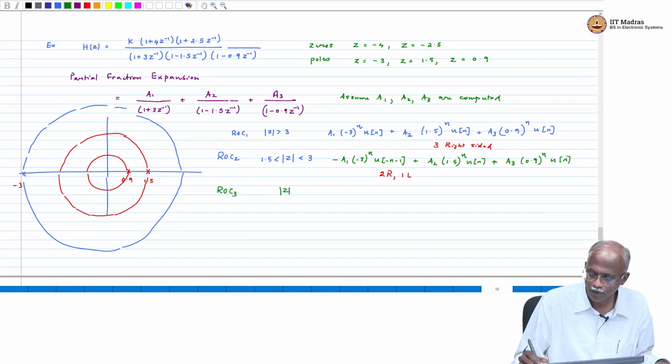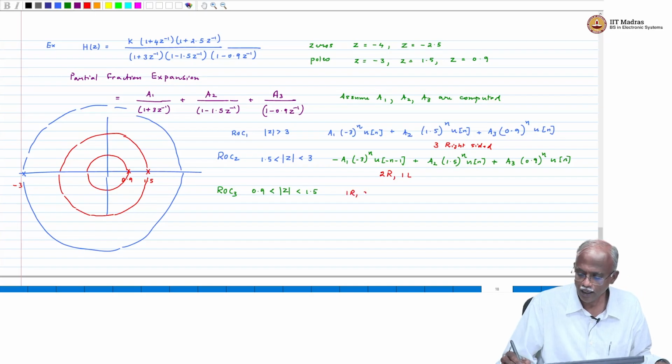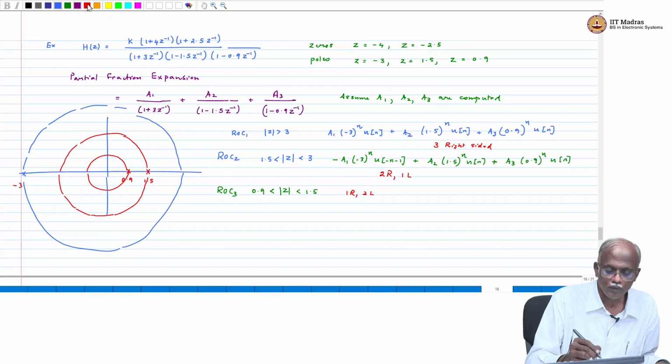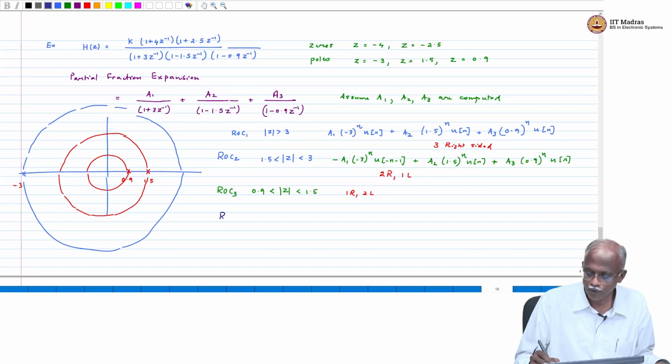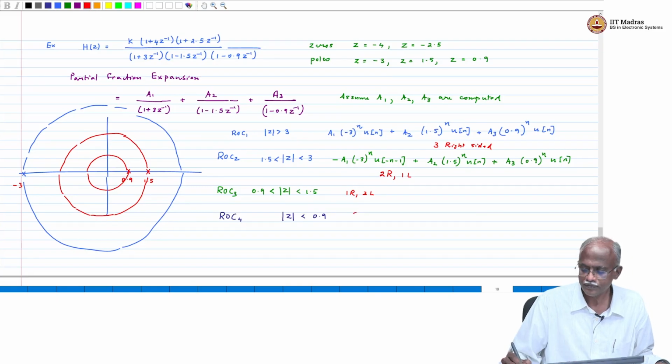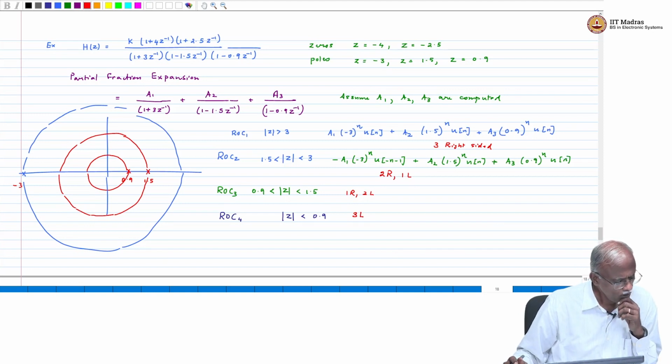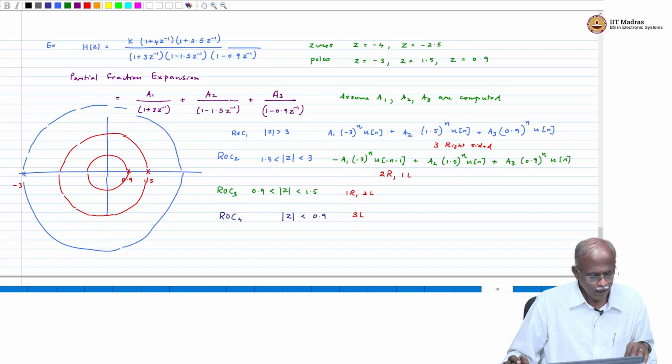ROC3 will be mod z greater than 0.9, less than 1.5. In this case, you will get 1R and 2L. And then the last one will be ROC4, where you will get all of them to be left-sided sequences. 3 left-sided sequences.